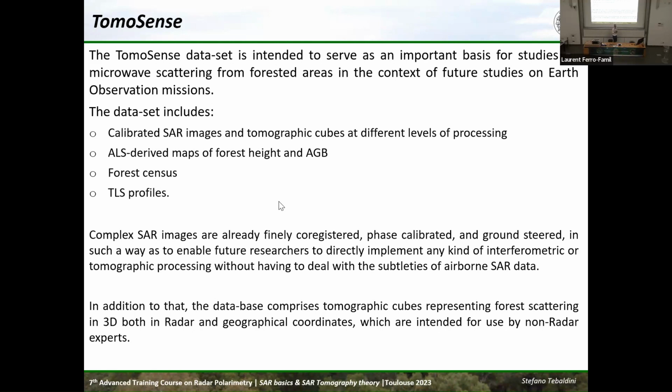If you don't want to start from radar images to do your own tomography, we already produced the tomographic cubes for you. So you can simply take our tomographic cube and compare them with LiDAR forest height or with forest biomass. You can do a multi-frequency regression. You can try to see if P-band or L-band is better correlated to forest biomass. You can do a cross-analysis with forest species and so on.